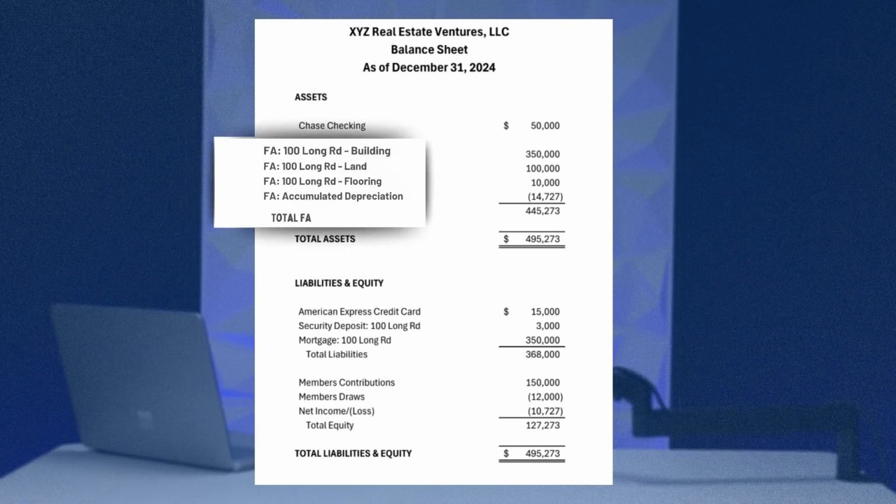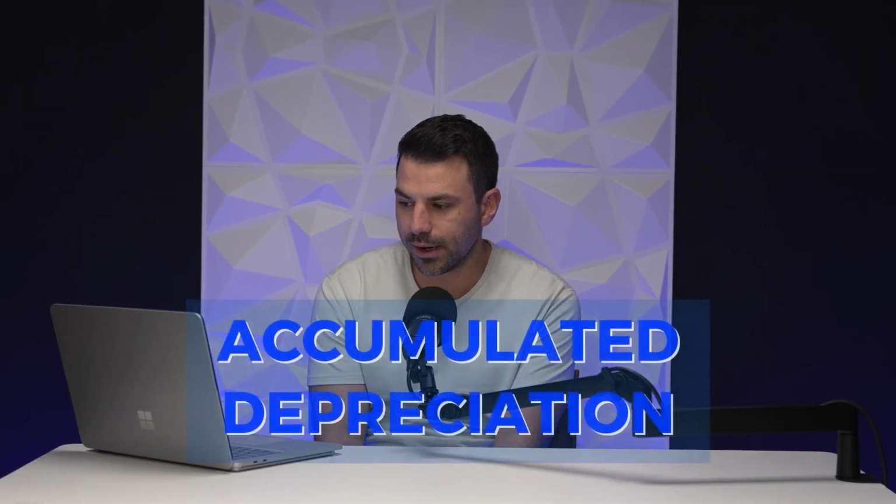So we've got the building, which we talked about, that's at $350,000. We've got the land at $100,000, and then we'll say you put in some flooring and the total cost there was $10,000. All those items are going to go onto your balance sheet. Then you'll see the next item below this is called accumulated depreciation.